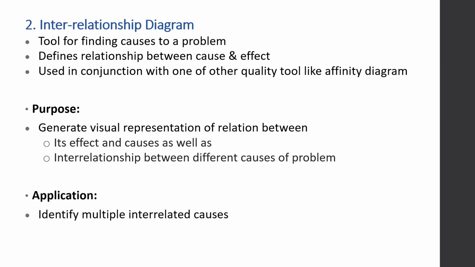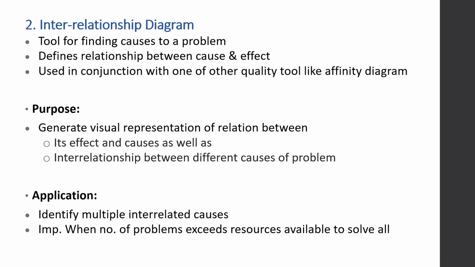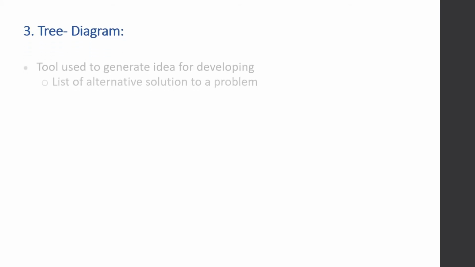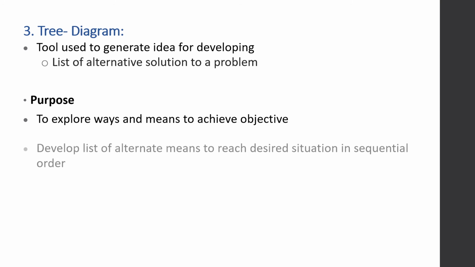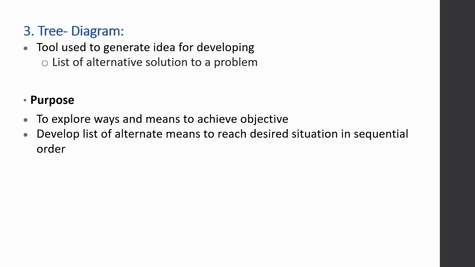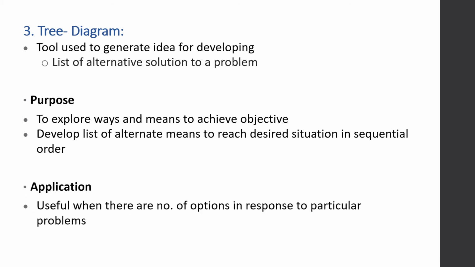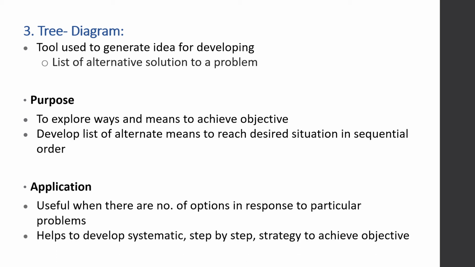Its application is to identify the multiple interrelated causes. It is important when the number of problems exceeds the resources available to solve all, identifying root causes of the existing problems. Next we have T diagram. It is the tool to generate ideas for developing a list of alternative solutions to a problem. The purpose is to explore the ways and the means to achieve objectives. It develops the list of alternate means to reach the desired situation in sequential order. Its application is useful when there are a number of options in response to a particular problem. It helps to develop a systematic step-by-step strategy to achieve the objective.